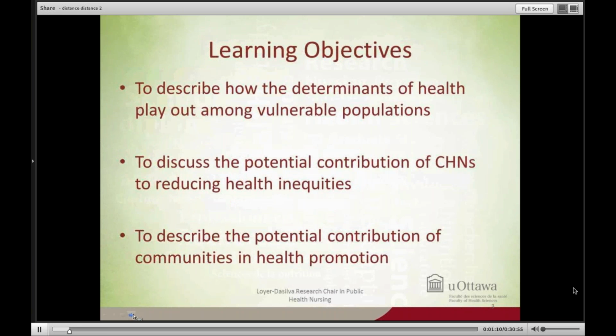In terms of the learning objectives for this presentation, I'm hoping that at the end of this, we'll be able to describe how the determinants of health play out among vulnerable populations. We will discuss the potential contribution of community health nurses to reducing health inequities in Canada. We'll also describe the potential contribution of communities in terms of health promotion work.